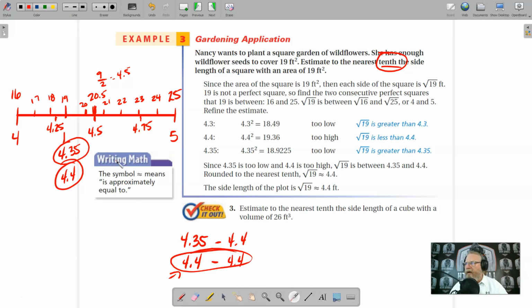Now, also note in the writing math section here, this symbol that looks like an equal sign with wavy lines instead of straight lines. This means is approximate to. Think of it as almost that. It's approximately that. Instead of the equal sign being a solid straight line saying this is definitely equal to that, we can say, well, it's about that. So the little wavy sign is saying it's approximately that.